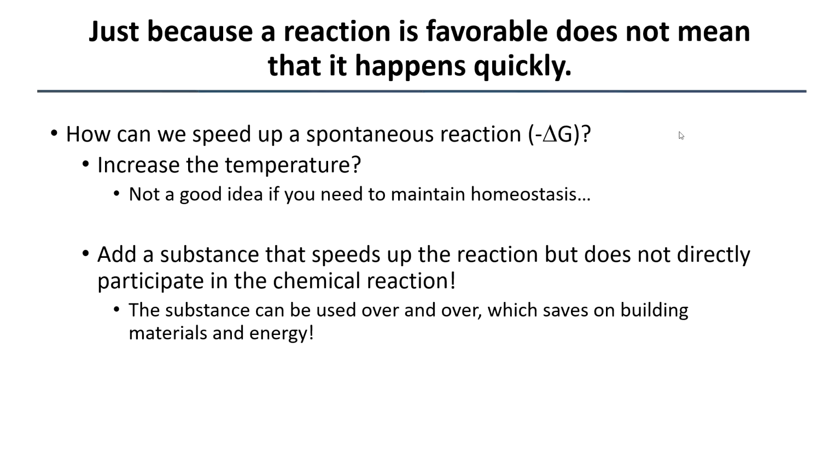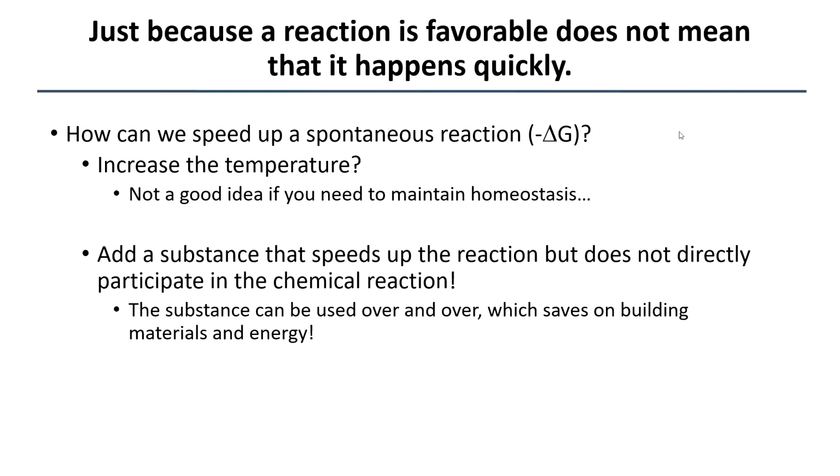So what else can we do? Well, we can add something that speeds up the reaction, but that does not directly participate as a substrate in the reaction. And so we're not adding another reactant. We're sort of adding a helper, something that can help speed up the process without actually participating in the process. This has to be something that can be used over and over so that we can save on materials and energy. If it takes a lot of ATP to make the substance, and we keep using it up all the time, that would defeat the purpose.